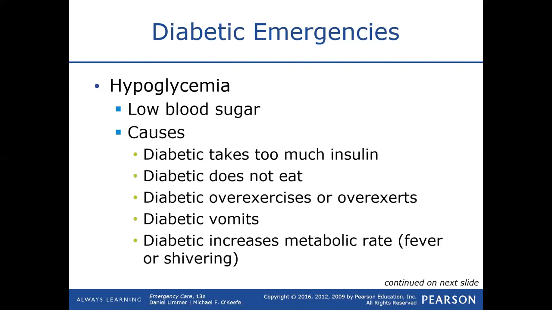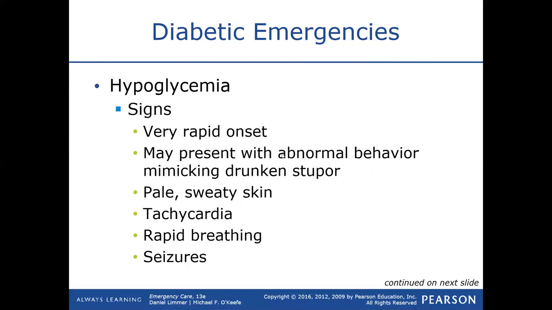Vomiting and diarrhea is another one, because the sugar will just go right through your system. Or if they're vomiting, they're not getting it. They're not even getting it into their system in the first place. Diabetic increases metabolic rate, so fever or shivering. So if they have a fever, they might have some hypoglycemia going on.